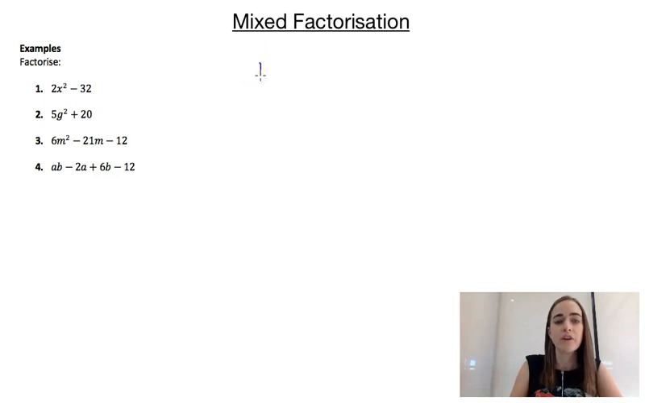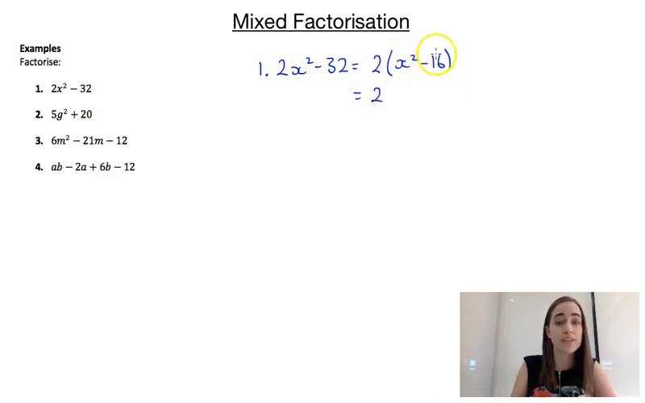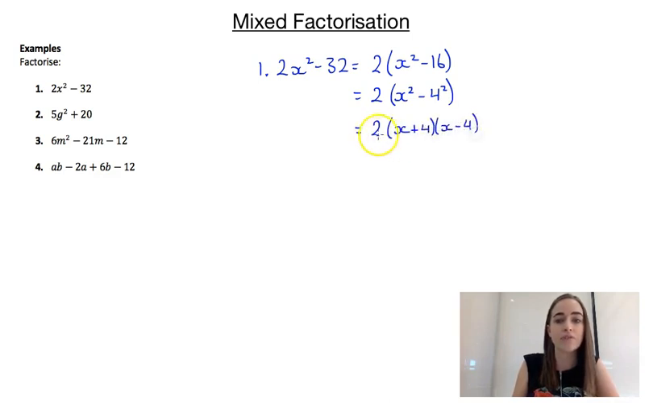For our first one, we have 2x squared minus 32. Now again, the first thing we always look for is a common factor. So in this one, we have a common factor of 2. So that's going to leave us with 2 outside of x squared minus 16. Now we're going to leave that 2 there and we're just going to have a look at what's still left in our brackets. So in this case, we've got an x squared minus 16, and we know that 16 is 4 squared. So we could write that as x squared minus 4 squared, which is the difference of 2 squares. So then that would factorize to x plus 4, x minus 4, and we've still got that 2 out the front.